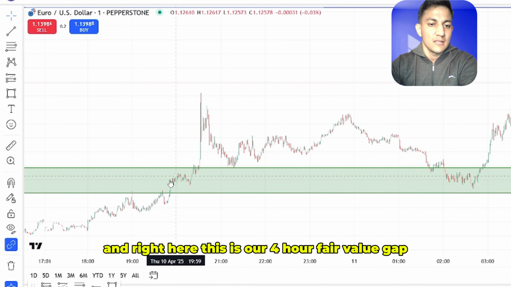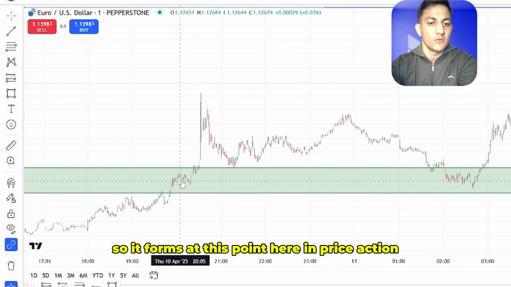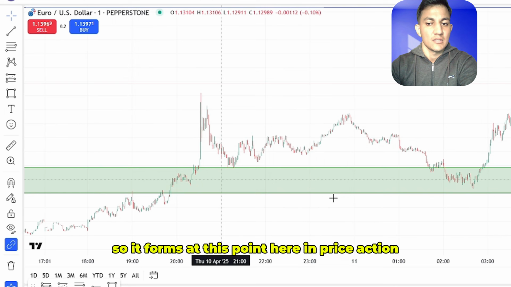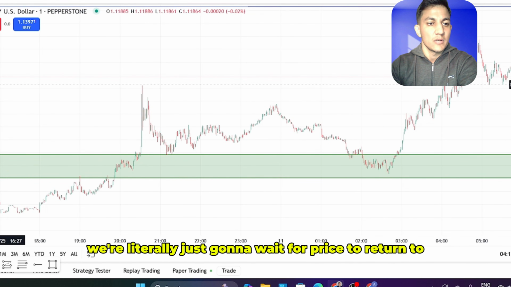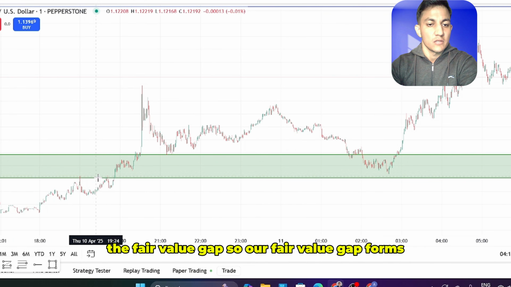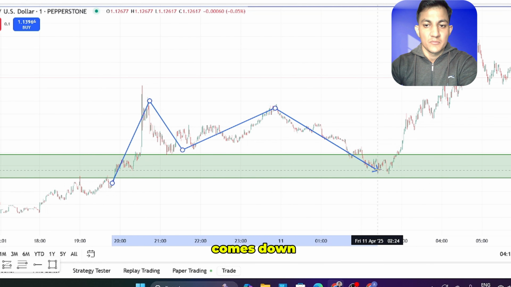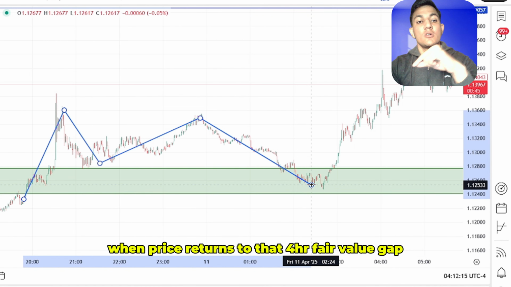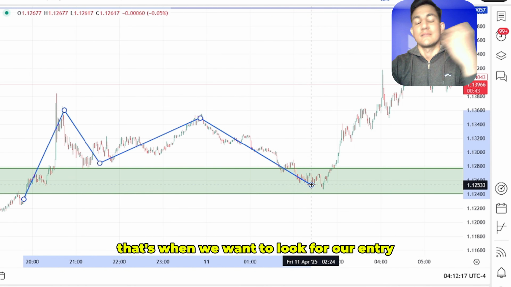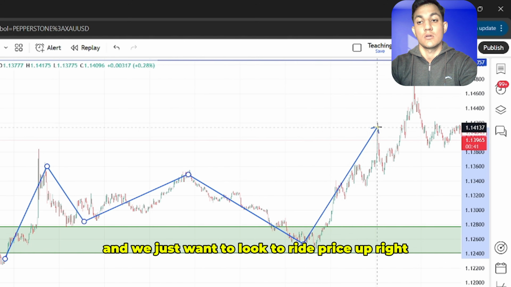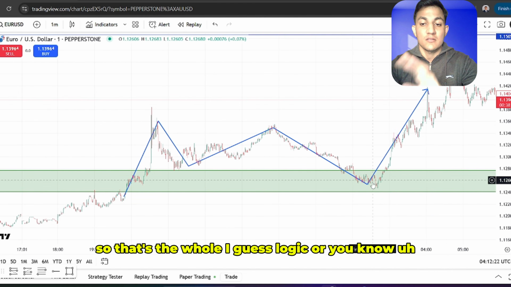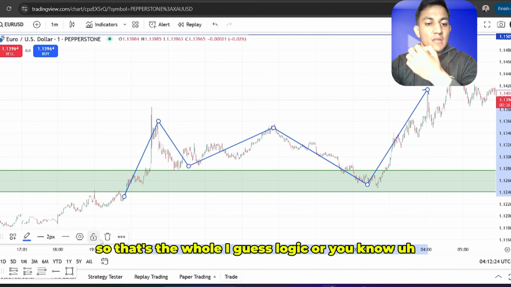And right here, this is our 4-hour fair value gap. It forms at this point here in price action, and we're literally just going to wait for price to return to the fair value gap. So our fair value gap forms, price chops for a bit, comes down. At this moment, when price returns to that 4-hour fair value gap, that's when we want to look for our entry, and we just want to look to ride price up. So that's the whole logic, or thesis, behind it.